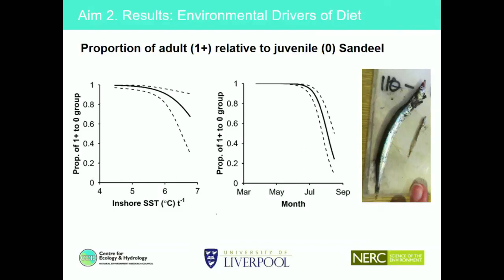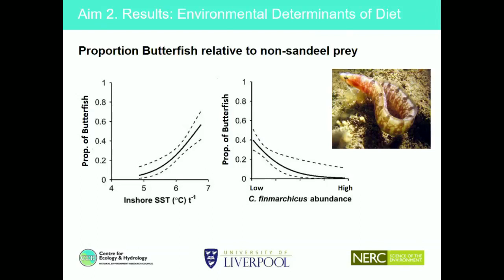And then finally, for the proportion of butterfish relative to non-sand eel prey, we can see again there's an effect of inshore sea surface temperature in the previous year, but this time the proportion of butterfish actually increases with temperature.